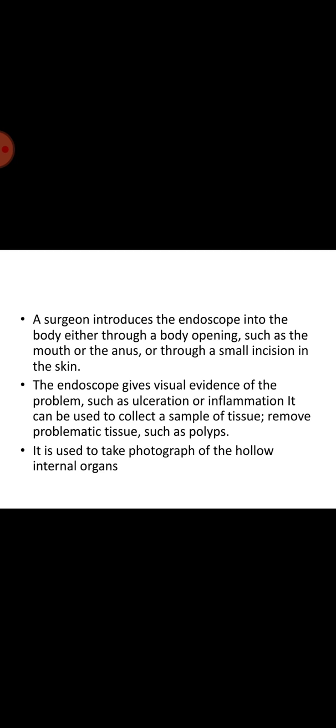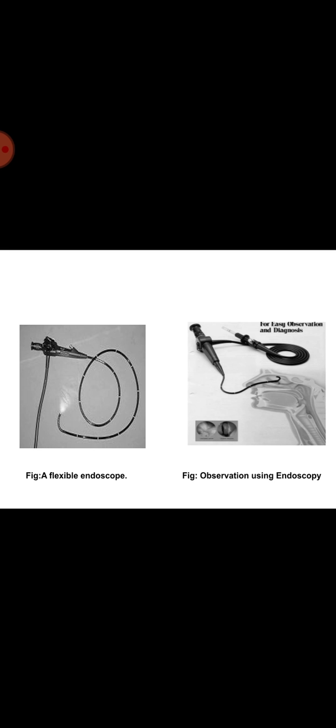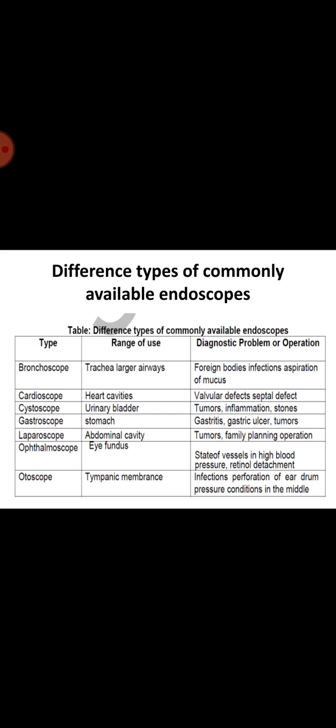It is used to take photographs of the hollow internal organs. In the endoscope, at the object end there is an assembly of objective lens and prism, and at the viewing end there is an eye lens. Endoscope pictures can be recorded with color film and videotape recorders. This diagram shows the flexible endoscope and the observation using endoscopy, and this diagram shows the rigid endoscope.